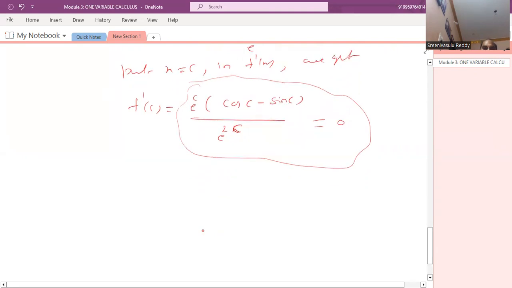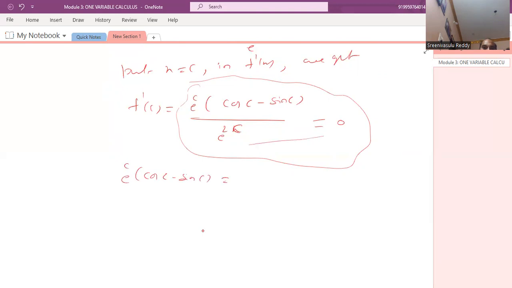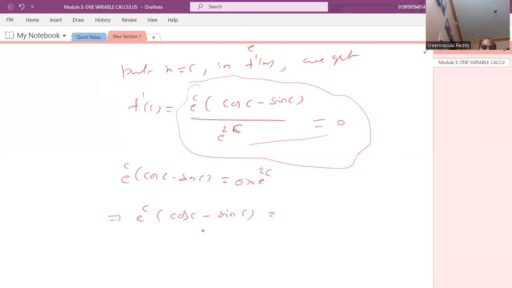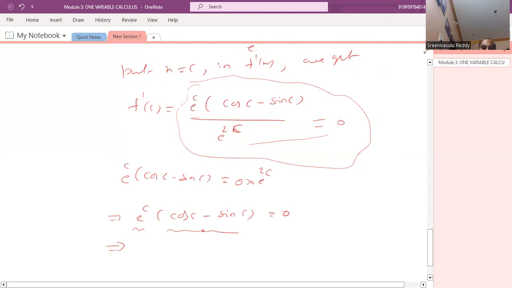Here, e power c into cos c minus sin c equal to, take a cross multiplication, you get 0 into e power 2c. 0 into something equal to 0 in the right hand side. That implies e power c into cos c minus sin c equal to 0. The product of two functions is 0 if and only if any one of them is 0. But e power c, exponential, is never 0.